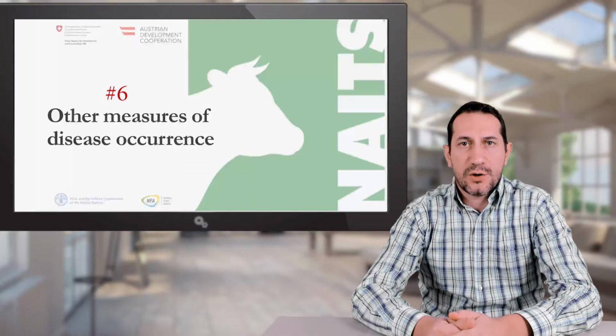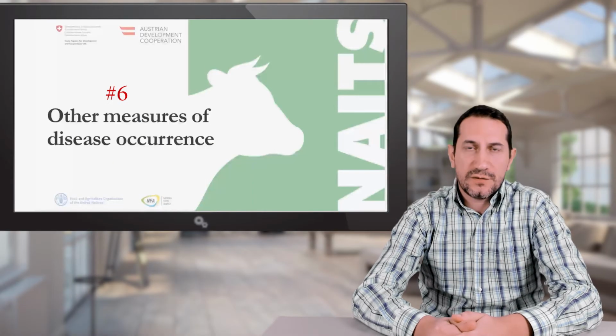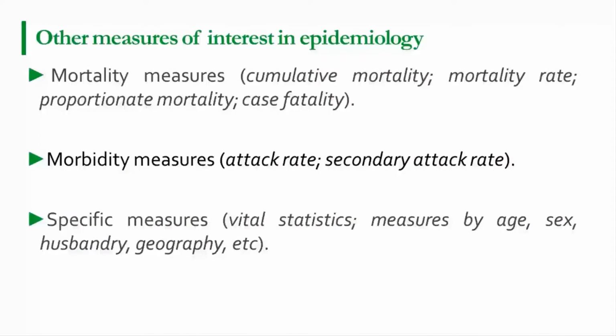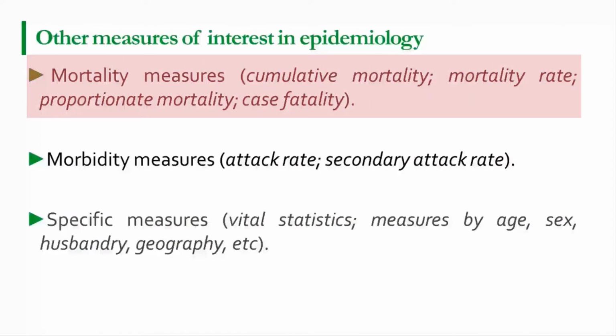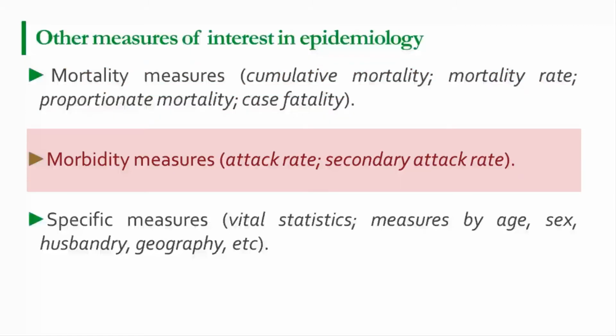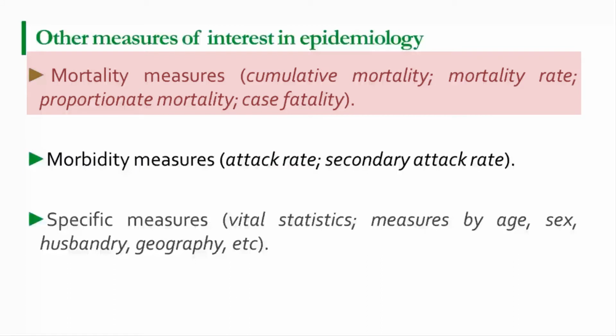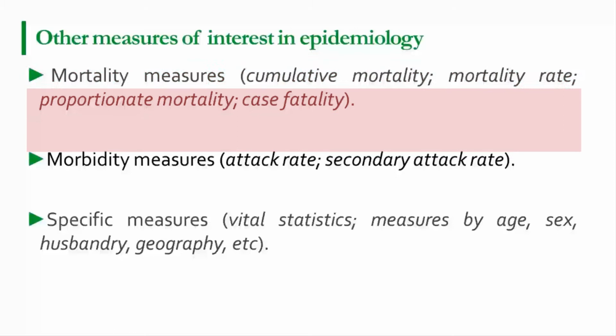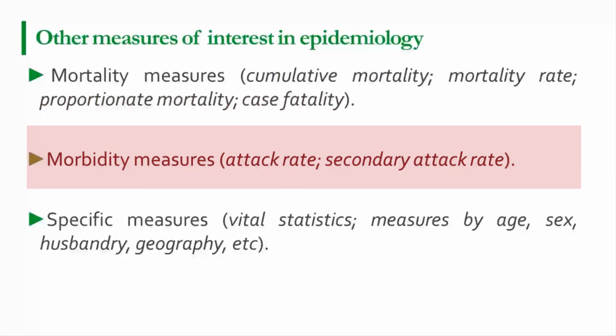Hello, today we are going to talk about other measures of disease occurrence. The other measures of interest in veterinary epidemiology could be divided between mortality and morbidity, which mathematically are the same as incidence and prevalence, but it depends on what our interest is: measuring the deaths or measuring the cases of disease. Hence mortality deals with all fatal cases, and morbidity deals with all sick cases.